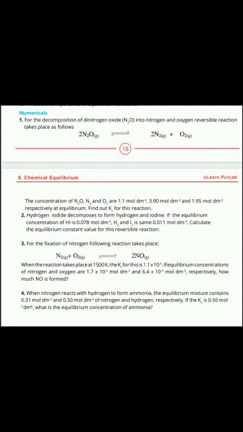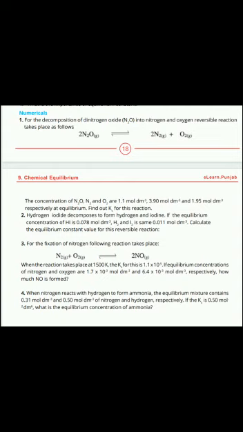First numerical, decomposition is taking place. N2O, dinitrogen oxide, decomposes to form nitrogen and oxygen. Reversible reaction. The concentrations of N2O, N2 and O2 are 1.1 mole per decimeter cube, 3.90 mole per decimeter cube, 1.95 mole per decimeter cube respectively at equilibrium. What do you mean by respectively? First value is for the first compound, second value is for the second compound, and third is for the third compound. Concentration of N2O is 1.1.